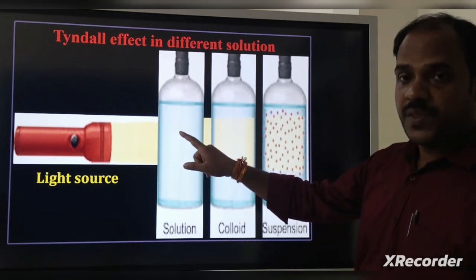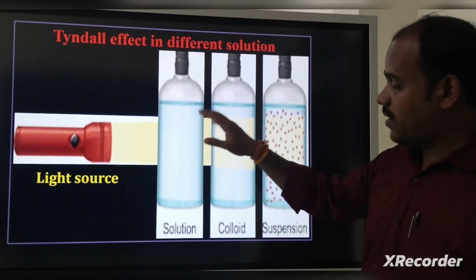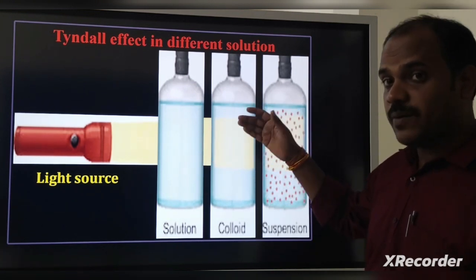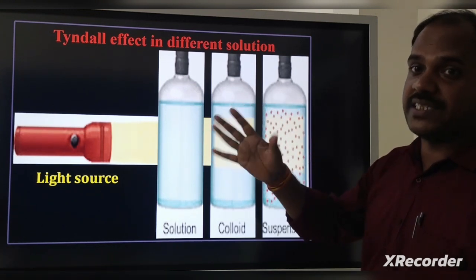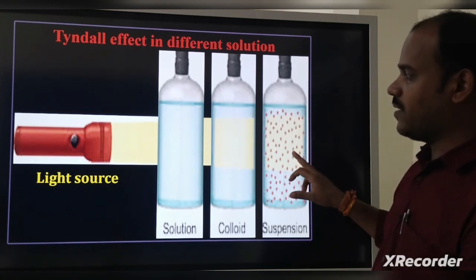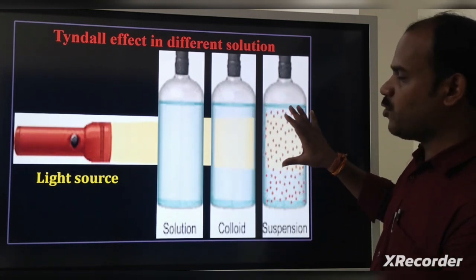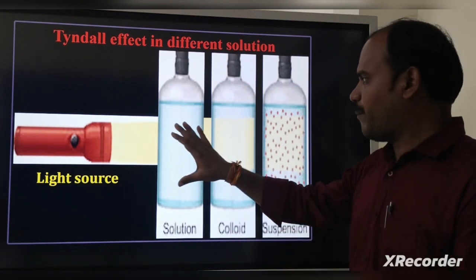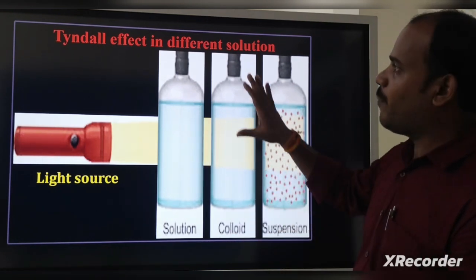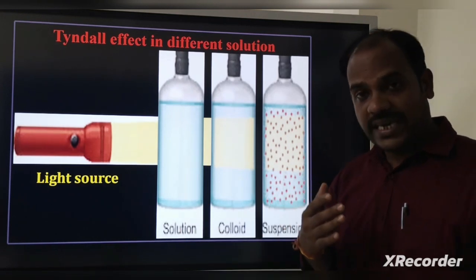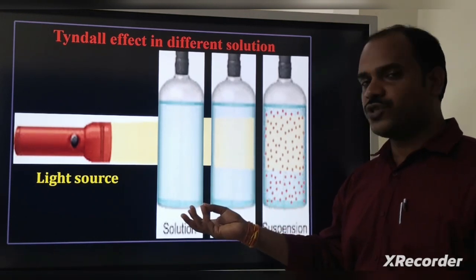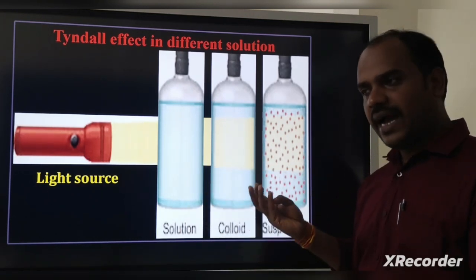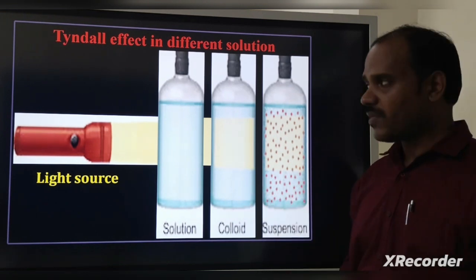In a true solution, we can't see the path of light, but in a colloid, we can see the path of light, but the particles cannot be seen. But in a suspension, we can see the path of light as well as the particles very clearly. So this is the basic difference, and by this Tyndall effect, we can differentiate true solution, colloid and suspension.